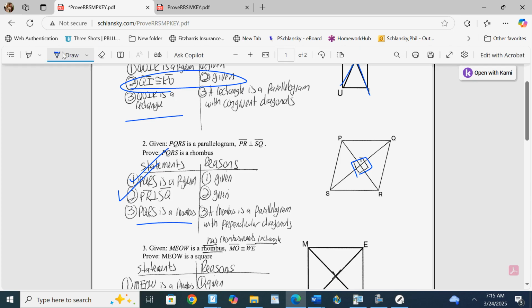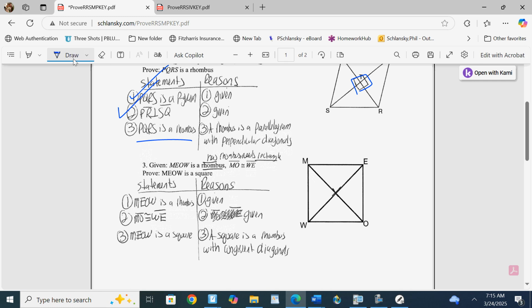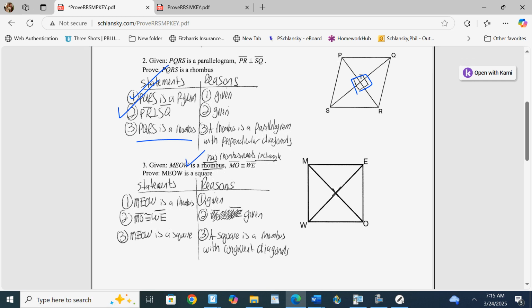We'll just take a look at one more here. To prove it's a square, it needs to be a rhombus and a rectangle. It's already a rhombus, so it needs a rectangle proof. I told you that the diagonals were congruent. Once it's a rhombus and it has a rectangle proof, I can say it's a square. A square is a rhombus with congruent diagonals.